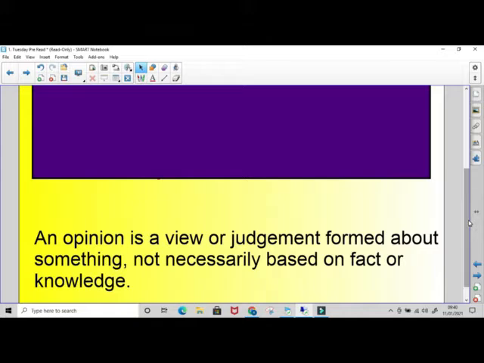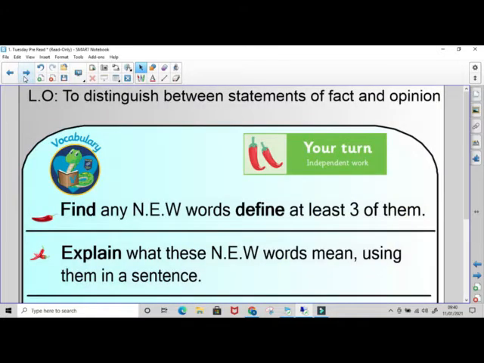Now, making sure that we are clear that the difference between the two is very, very important. When the two get muddled, that's when problems start to occur. Okay. So tomorrow and the day after, we're going to be looking at the text in greater detail and trying to identify the facts and opinions of the text. And we're going to have a go at a few questions and challenges.